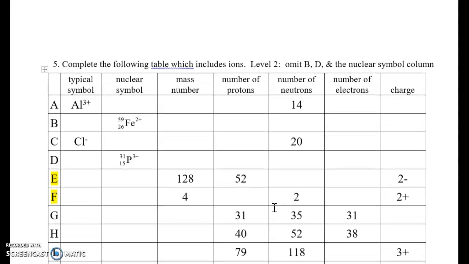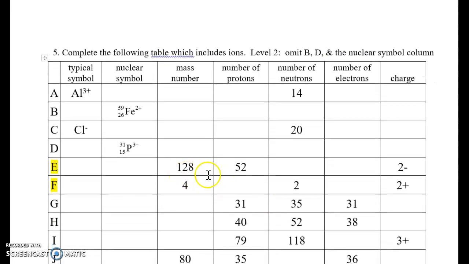All right, we've got 2 problems on table 5. We've got E, and it tells us 52 protons, so that's going to tell me the element. Element 52 is tellurium, so I put tellurium there. And that would also, of course, go in the nuclear symbol. The nuclear symbol also includes the mass number, so 128 is in the upper left, and the number of protons, so 52 is in the lower left.